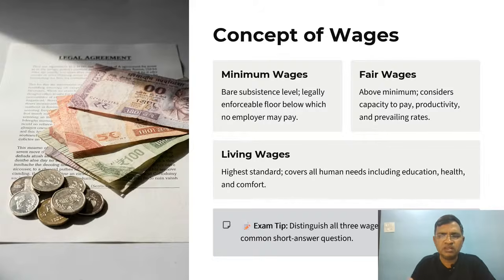Fair wage means it is above minimum wage, in order to pay day-to-day expenses, get good productivity, and follow the prevailing rates. As per the prevailing rates, the labor can satisfy his daily needs. Then living wages: it is not minimum wages, it is not fair wages, but it is above all these, in order to lead a life of higher standard. It covers all human needs, including education, health, and comfort.